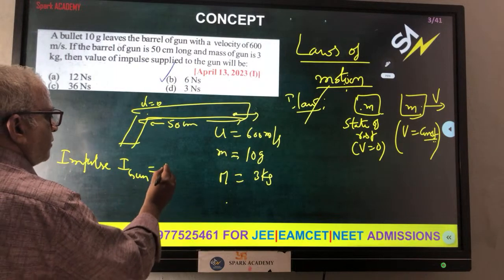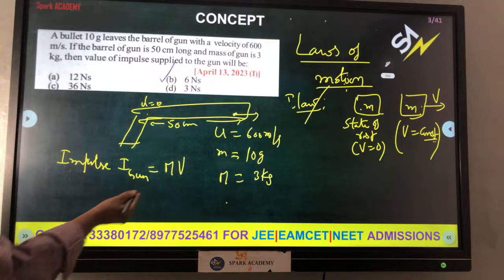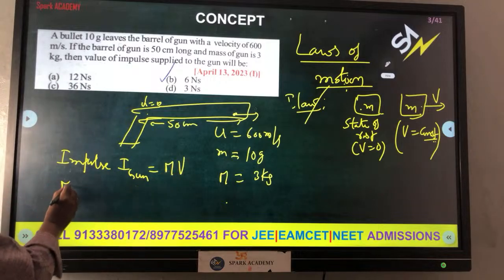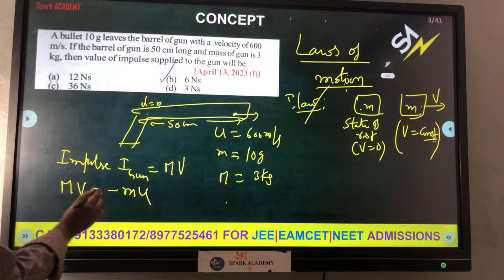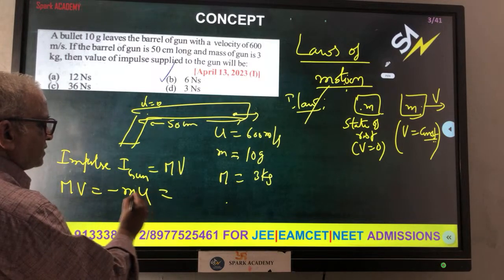From the formula, MV. But the velocity V of the gun is not given. But MV is nothing but equal to minus mv only, the momentum of the bullet. What is minus m?